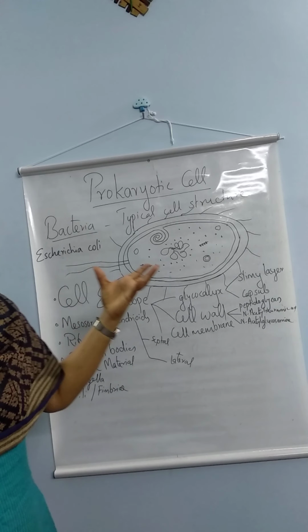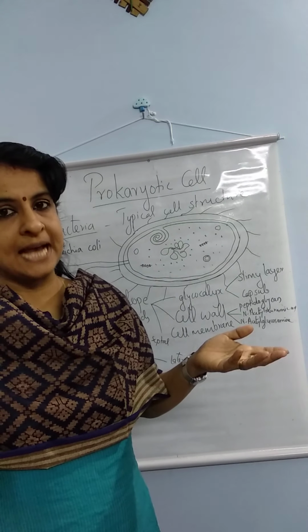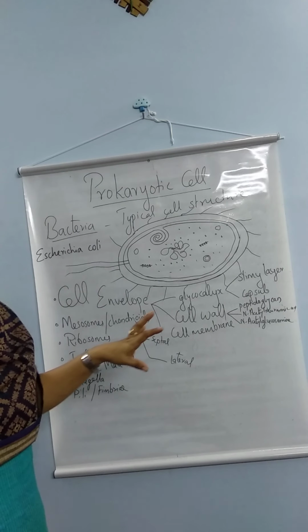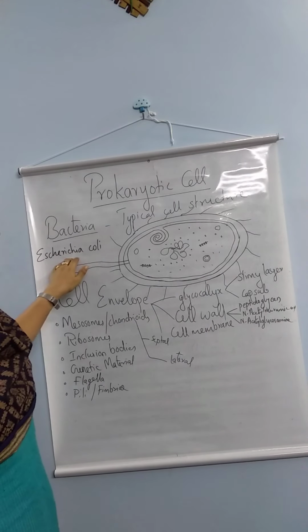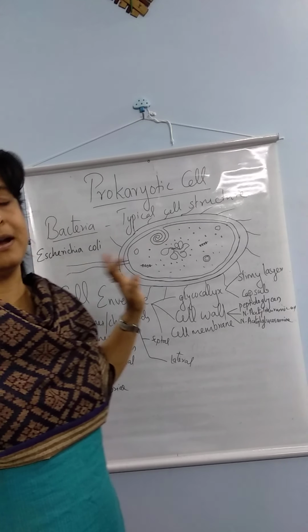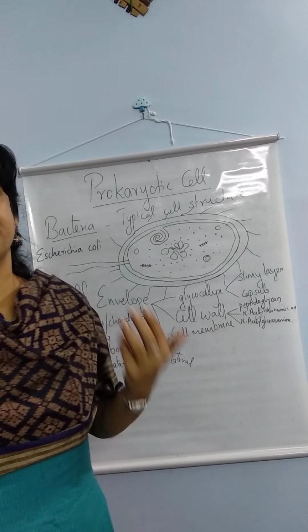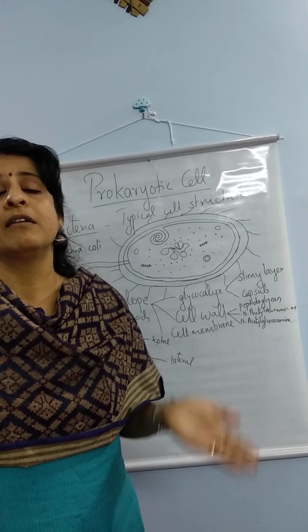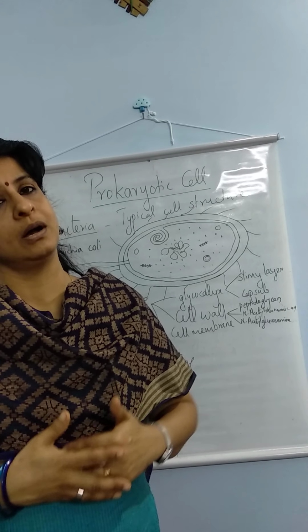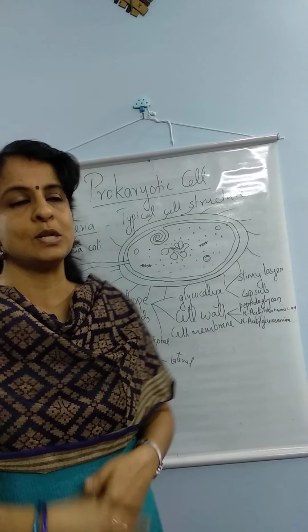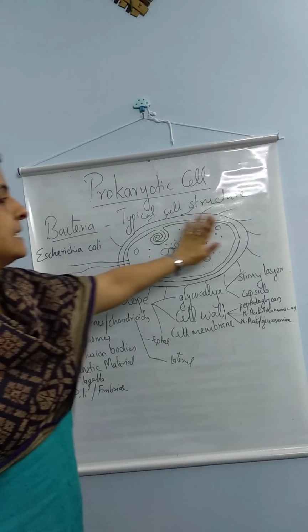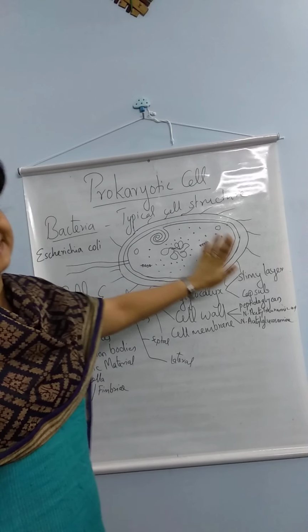A very common example for a bacillus type of bacteria is E. coli, otherwise called as Escherichia coli. There are different strains of this bacteria. A few types of bacteria are present in the human intestine, which are actually beneficial for human beings. There are other strains which can cause diseases also. So anyway, this is a typical bacterial cell structure.